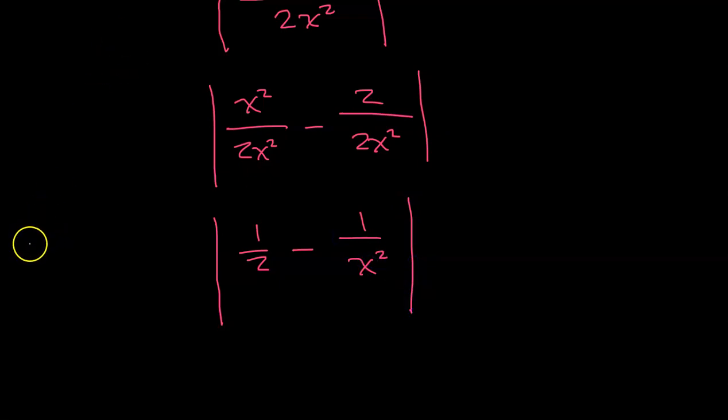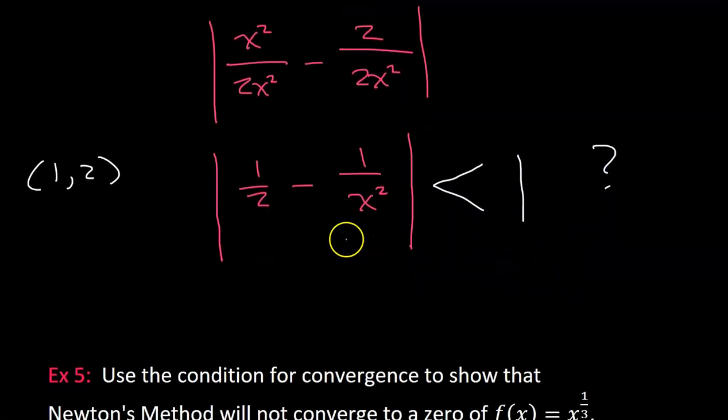Remember, we're looking at the open interval from 1 to 2, and we're asking ourselves whether or not this expression is less than 1. So think about if you substituted 1 in for x. So that would be 1 over 1. So we have 1/2 minus 1. So that's negative 1/2, and so that absolute value is definitely less than 1.